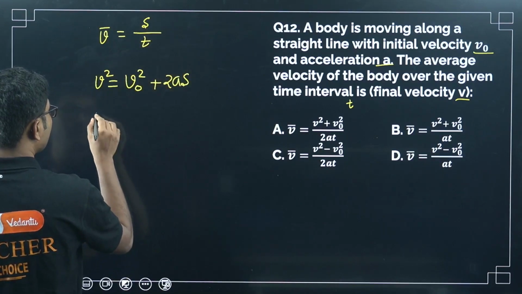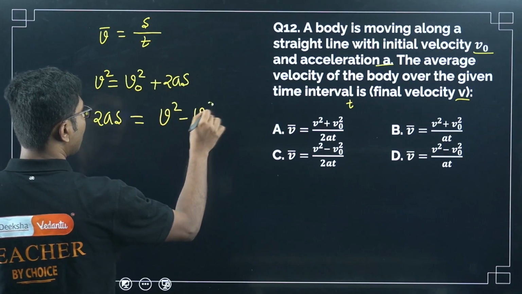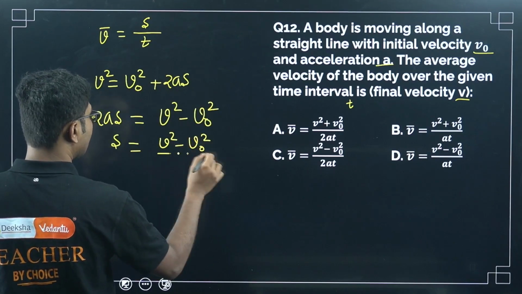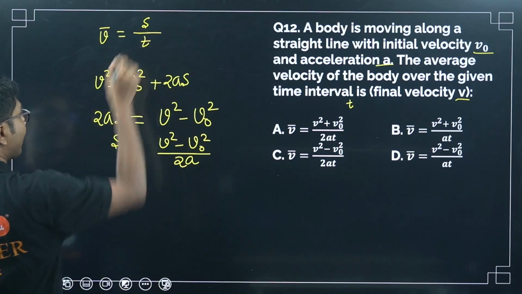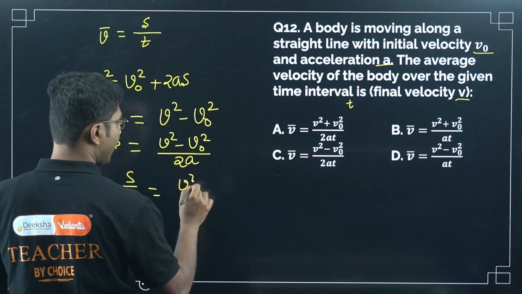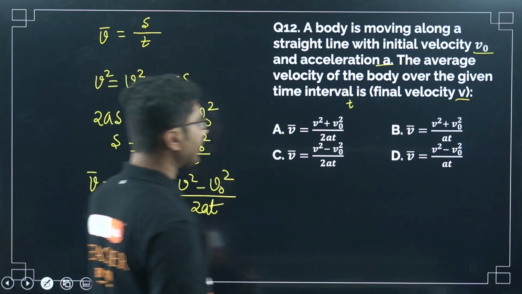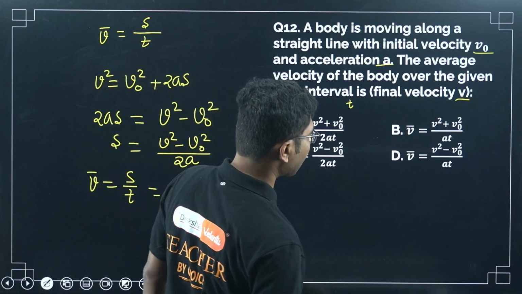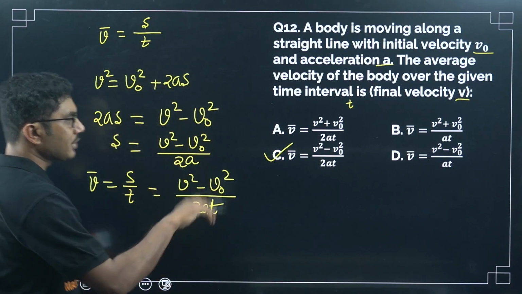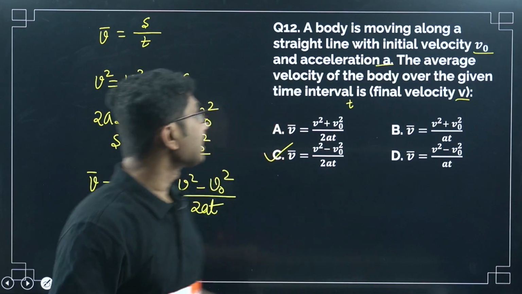Here v is given. So 2as equals v square minus v0 square, or s equals v square minus v0 square divided by 2a. So average velocity is displacement by time, that is v square minus v0 square by 2at. This question came in 2023, so the correct answer will be v square minus v0 square by 2at. Based on the options given, we have to choose which formula to be used here. Okay, so now let's move on to the next question.